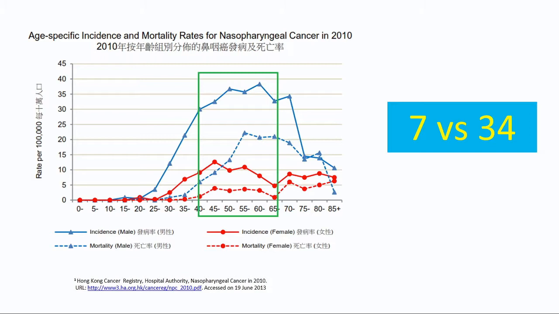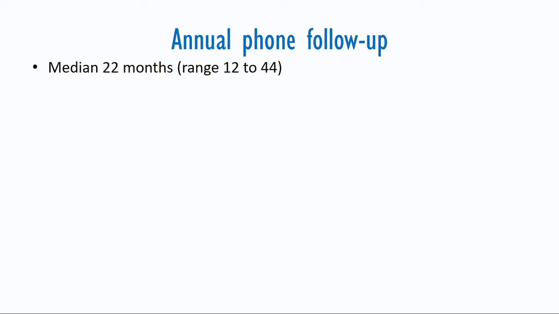Were we detecting NPCs unnecessarily? So then we had to look into our annual phone follow-up data. It was interesting to find out that by the time we published this study, we had followed up these patients for only 22 months, a median of 22 months, ranging from 12 to 44 months. But by now, we have finished following them up for 5 years.